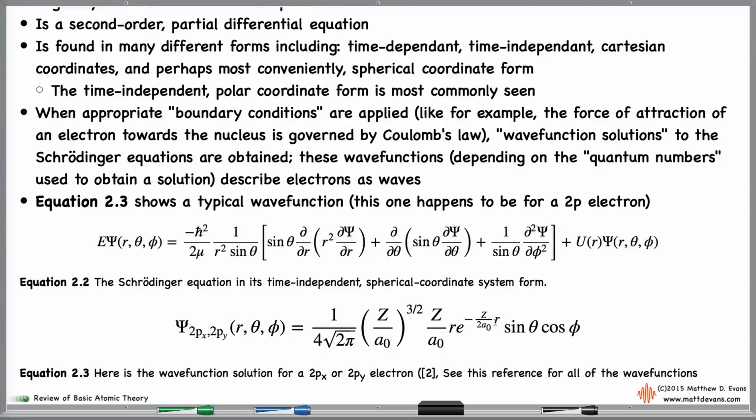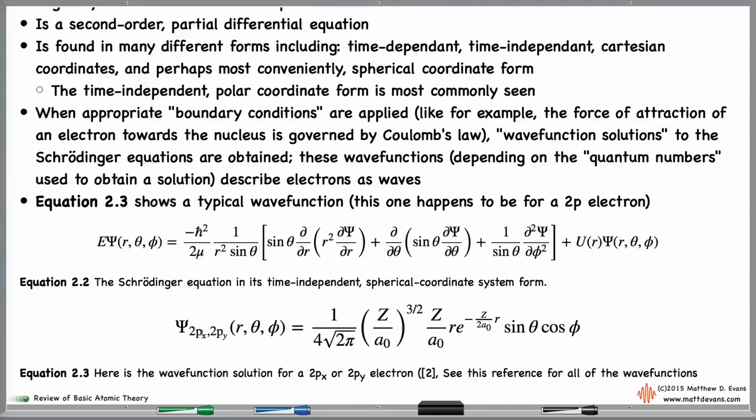This still looks like a scary thing, but it's actually not that bad. These are all numbers you can evaluate on the calculator. Z is the charge, so depending on the situation, Z is pretty straightforward to figure out. It's usually 1 in most cases. A naught is a constant that stands for the Bohr radius, and we'll talk about that on a graph in just a second, raised to this power. Z is the charge again. r is the radius. This is exponential raised to this power, sine theta, cosine phi. And this is the solution again for this type of electron. So the solution we get is strange. It's a wave function solution, okay?